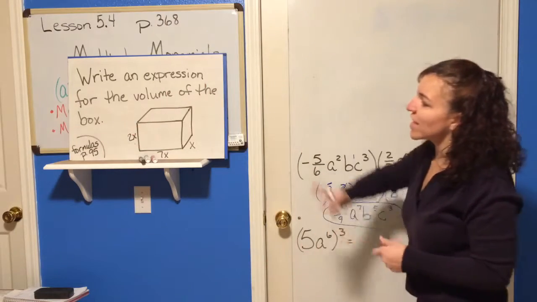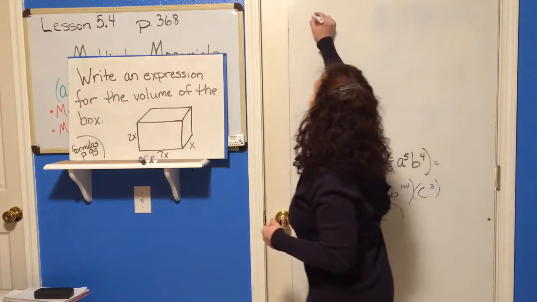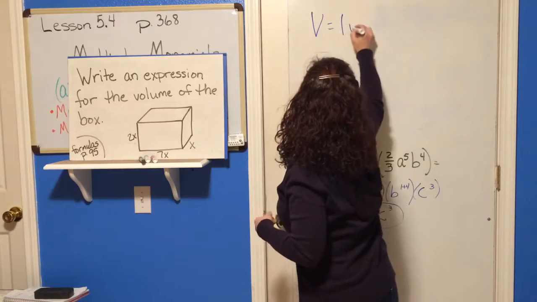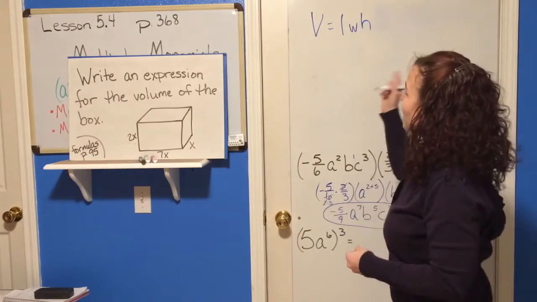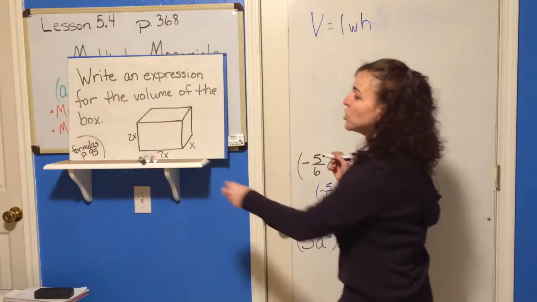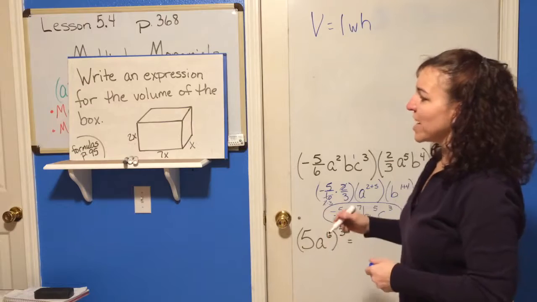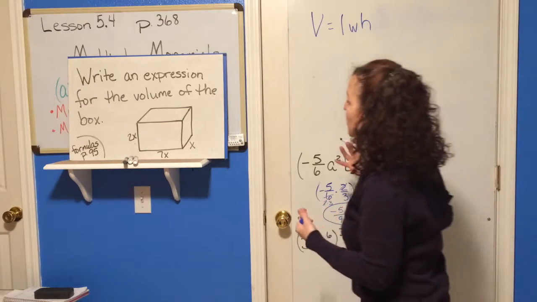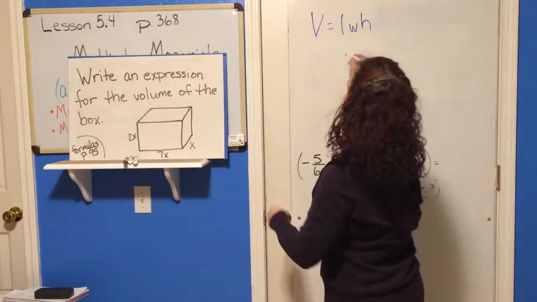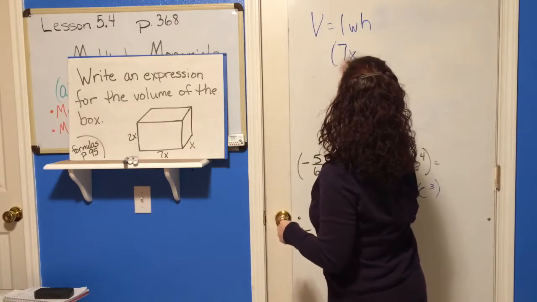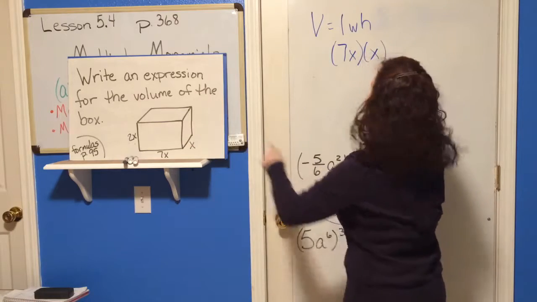So the expression for the volume of a rectangular solid is simply length times width times height. And I had that in my memory, so you need to have those. Length times width times height. So what we're going to do is take the length, the width, and the height of this rectangular solid, and we're just going to multiply them together. So we've got length, and it doesn't matter which is which. Let's say the length is 7x, the width is x, and the height is 2x.